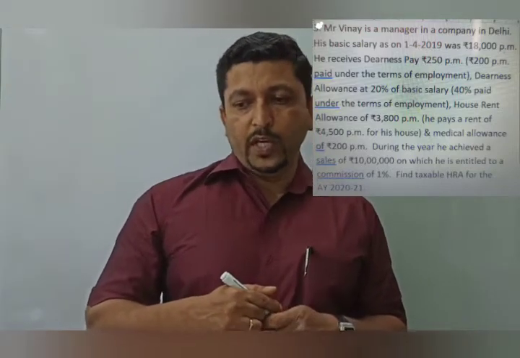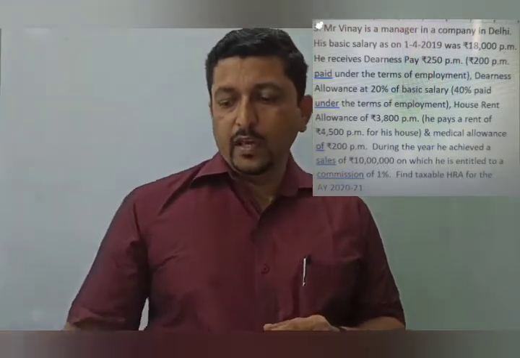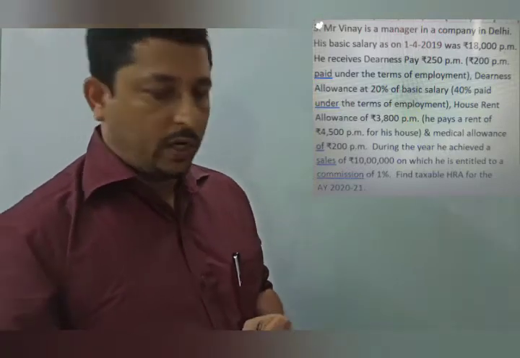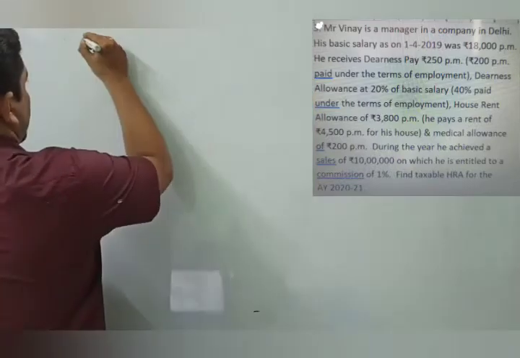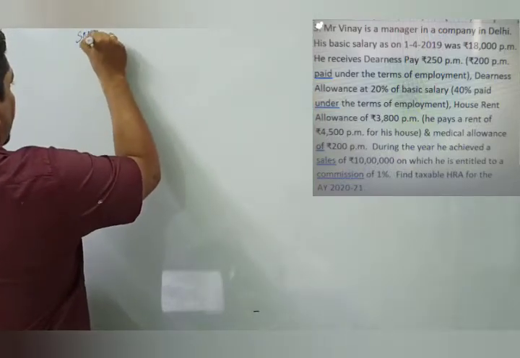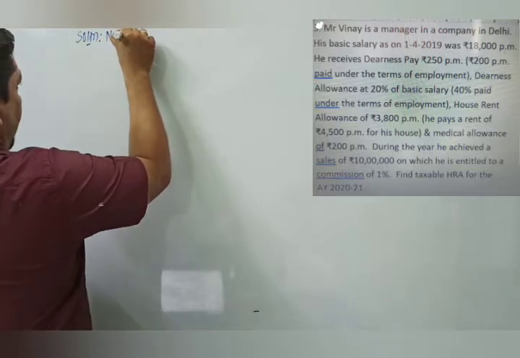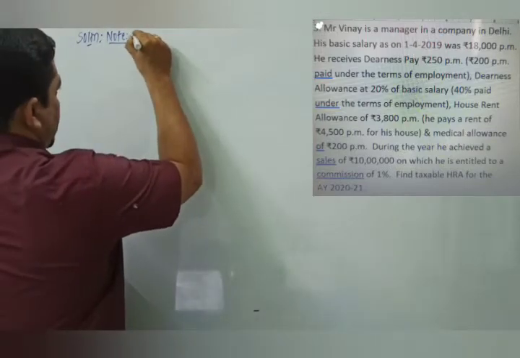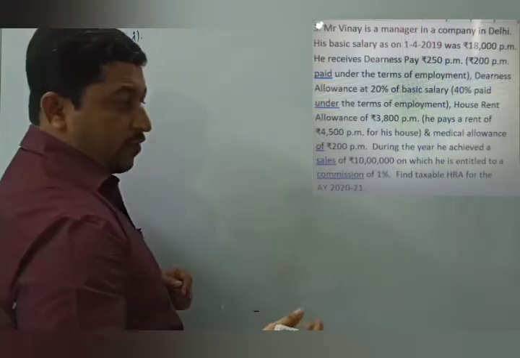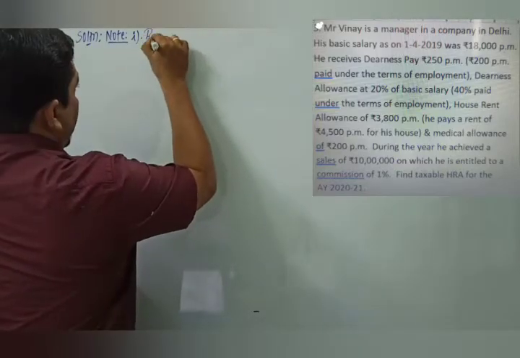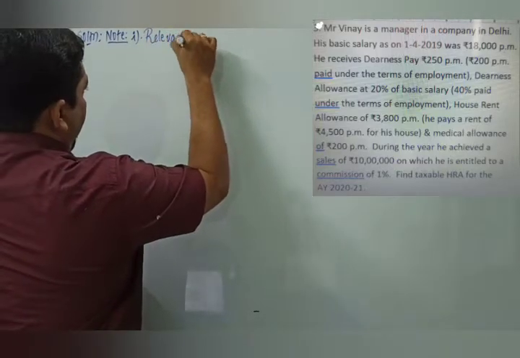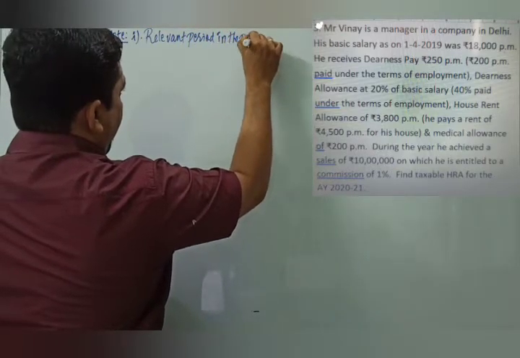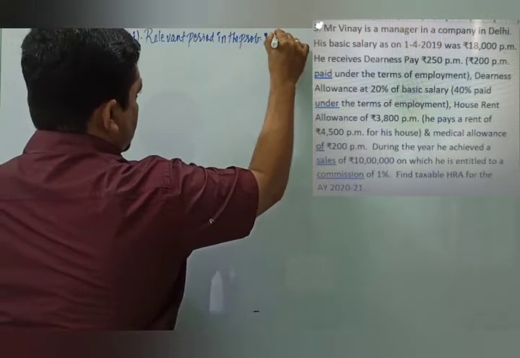Before we proceed to find the taxable HRA of Mr. Vinay, let's make a little note as far as calculation is concerned. So I record the solution, I write a note. The relevant period is 12 months. So you can write the first note. Nowhere is it mentioned that he is shifting to his own house. So the relevant period in the problem is 12 months.